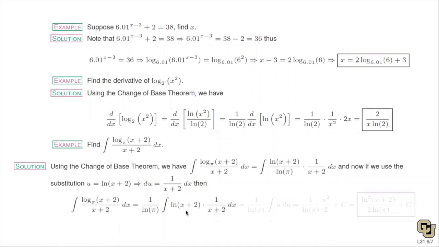So first I convert it to base e and factor out the constant, 1 over ln of pi. The remaining terms will be converted: ln of x plus 2 will become u, and this part will become du. Integrate, I get u squared over 2. I copy the 1 over ln of pi, and then replace the u with what we originally substituted. Remember, this square here is on the outside.